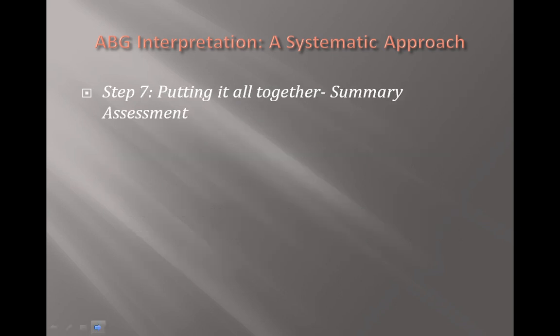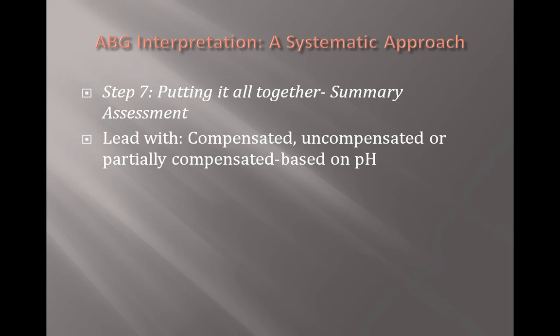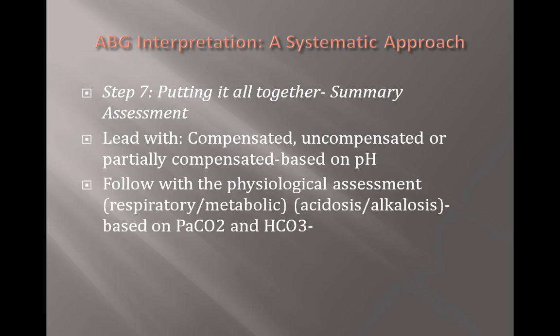The final step in blood gas interpretation is putting it all together in the form of a summary statement. Your statement should lead with compensated, uncompensated, or partially compensated. Follow this with the physiological assessment being respiratory or metabolic, and acidosis or alkalosis. Complete your statement with the oxygenation assessment.